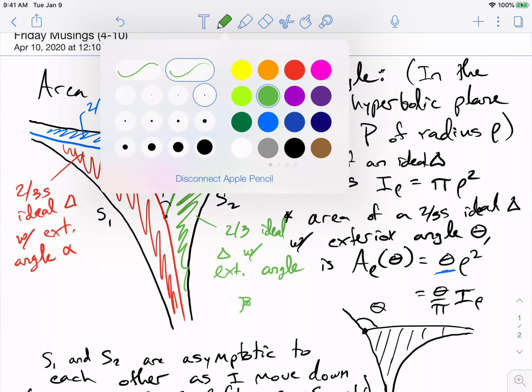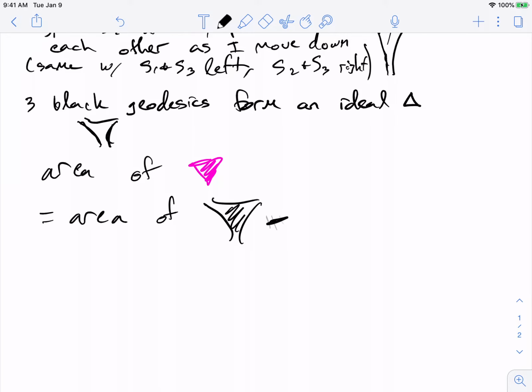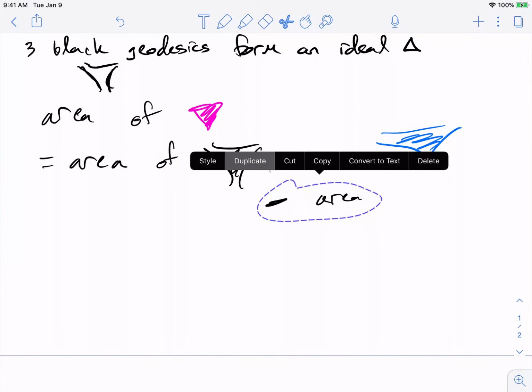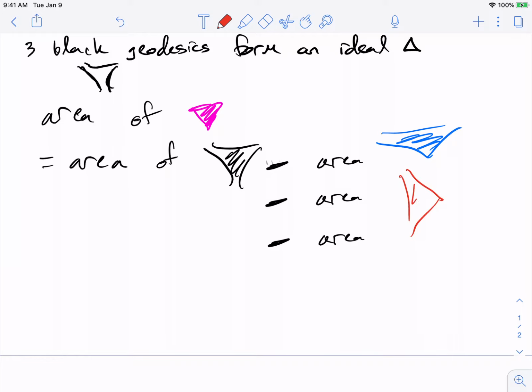Okay. And so finally, what we get is that the area of the pink one, the triangle we care about, is equal to the area of the ideal triangle, which looks like that, minus the area of the 2/3 ideal triangles, this, and then also the red one, and minus the area of the green one.